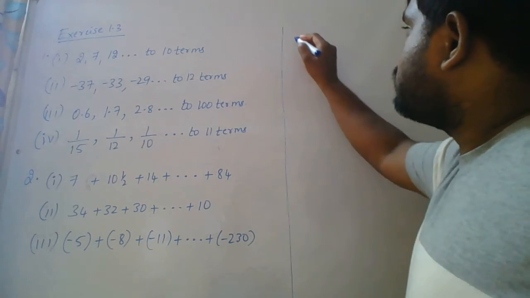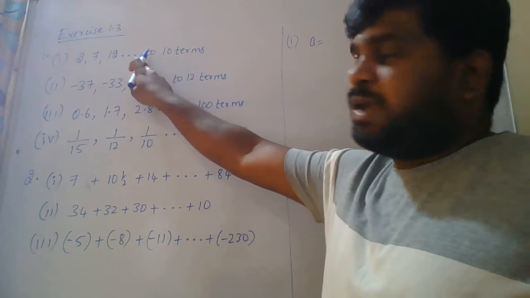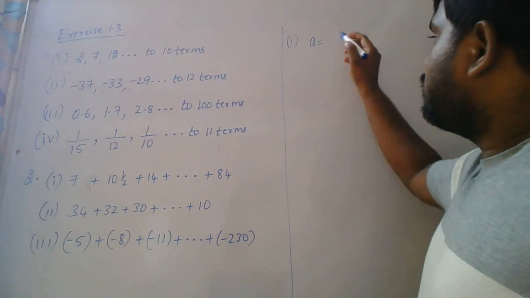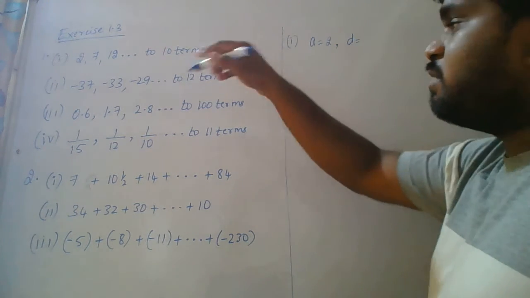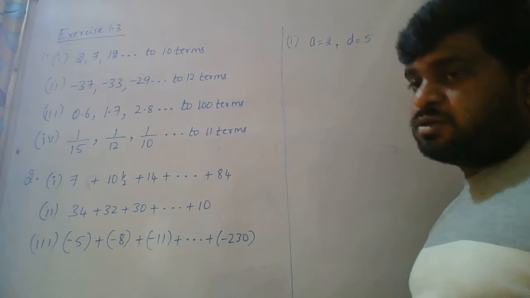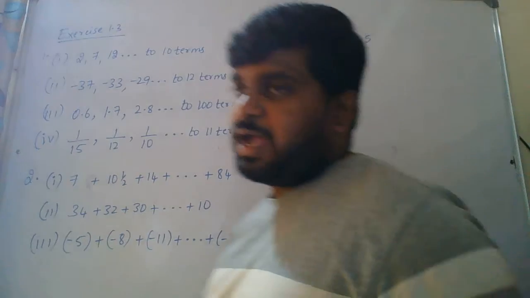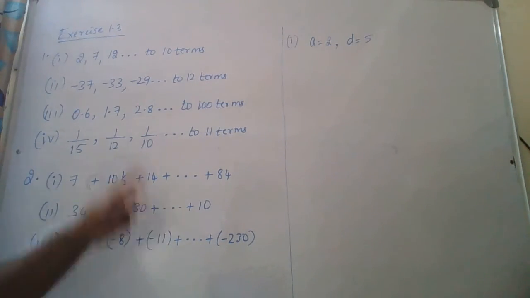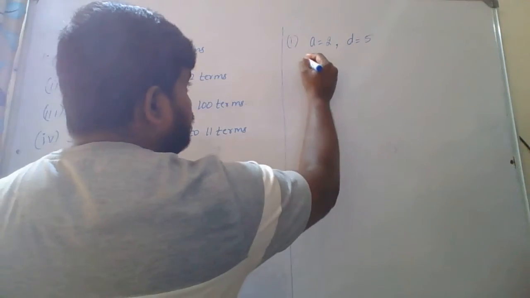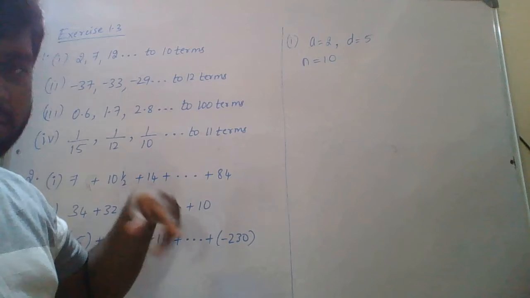Okay. So as usual, let's find the value of a. I'm solving the first question. Okay. So here the a value is 2. Let's write the d value. d value is 7 minus 2, 5. So like always, the first thing is to find the a value and d value. So we have found the a value and d value. Now here the value of n is 10. They have asked us to add 10 terms.